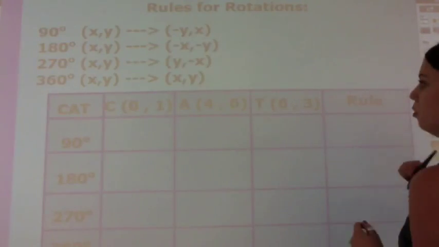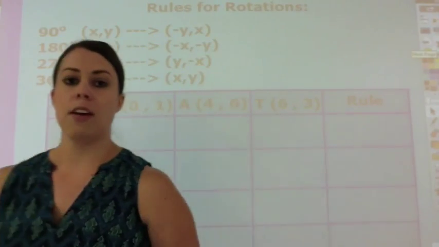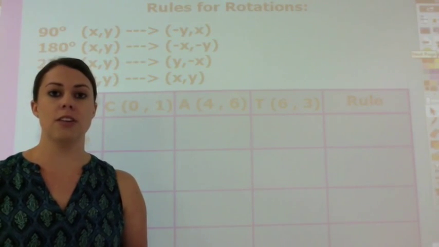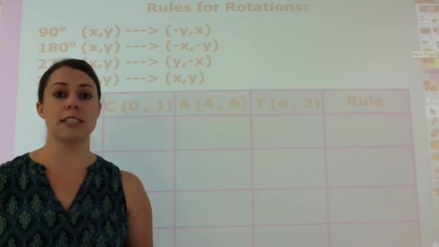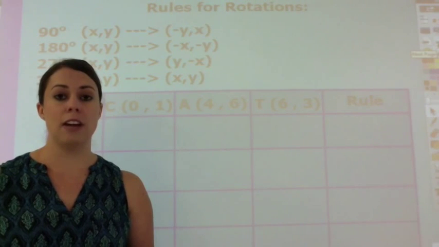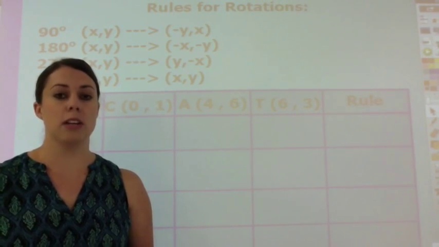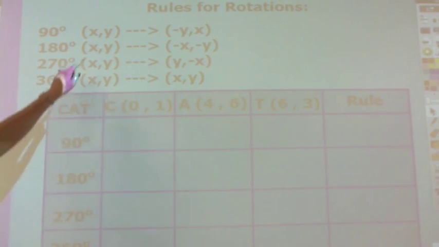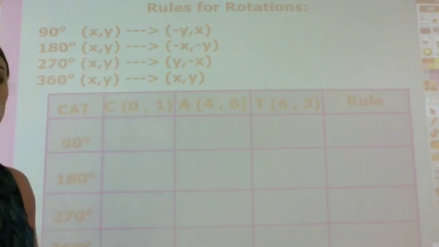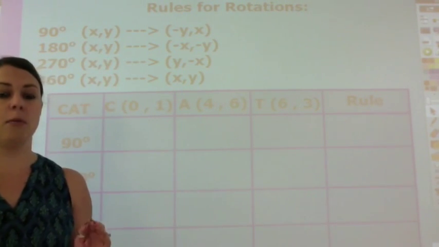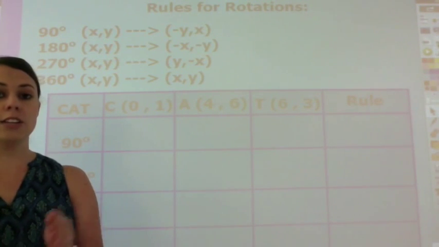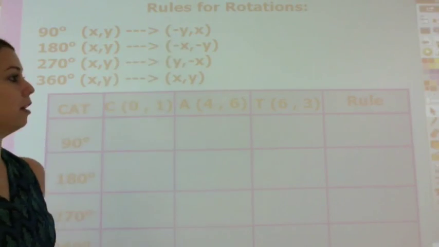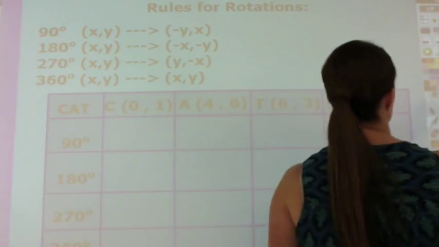So I have some rules to give you all. There are rules when rotating 90 degrees, 180 degrees, 270, and 360. These rules are very, very important. You cannot rotate without the rules. So let's look at the rule for a 90-degree rotation. You take the ordered pair x, y, and it changes to the opposite of y, x. So I put negative y, x.